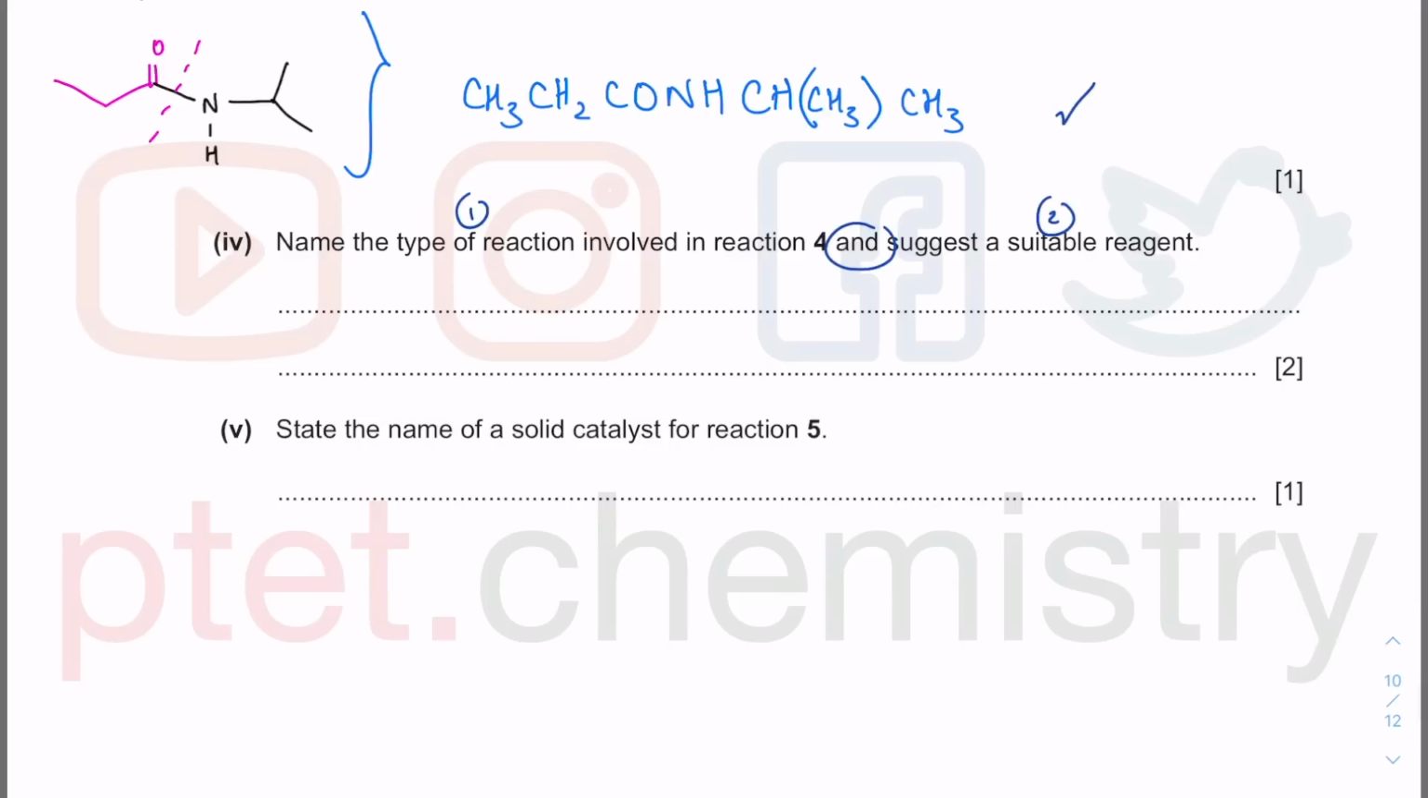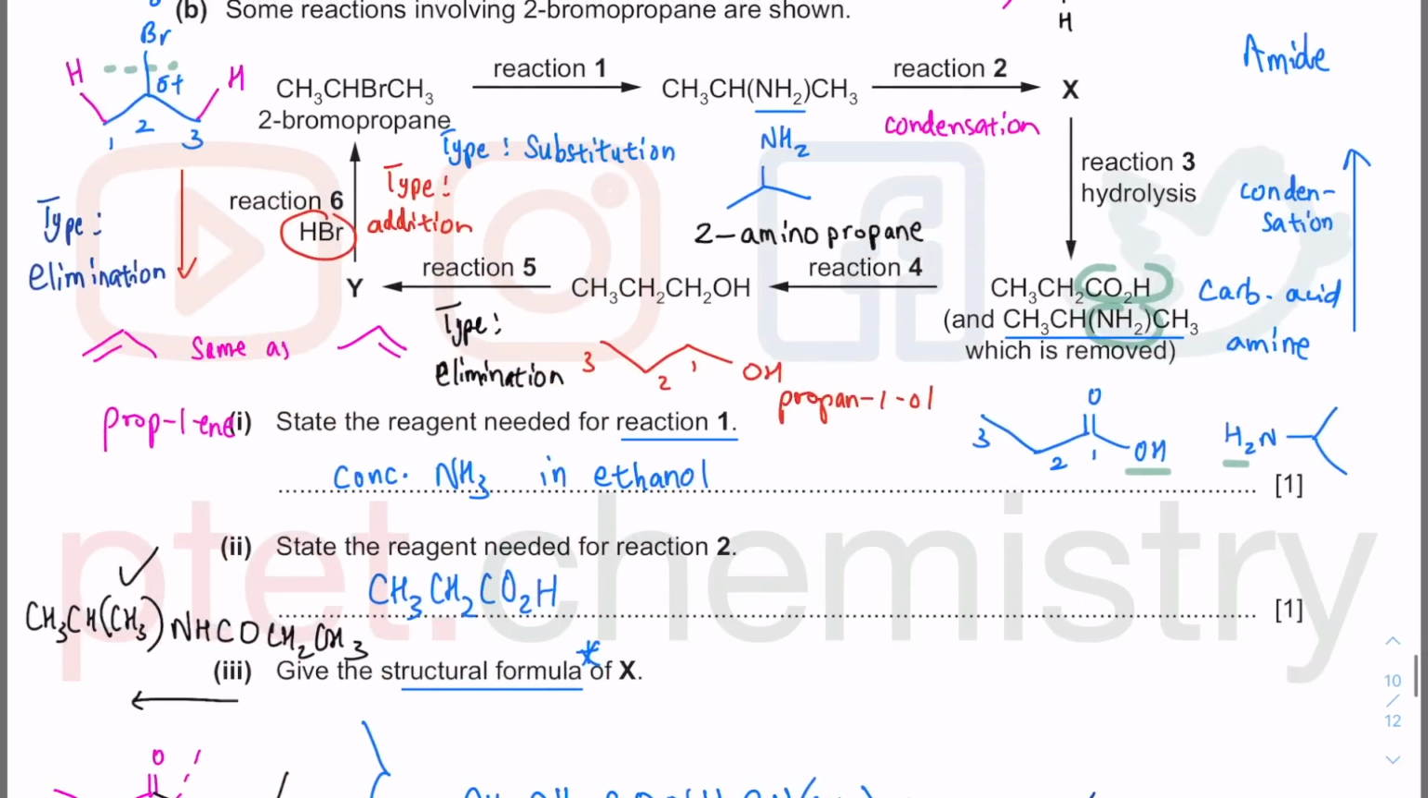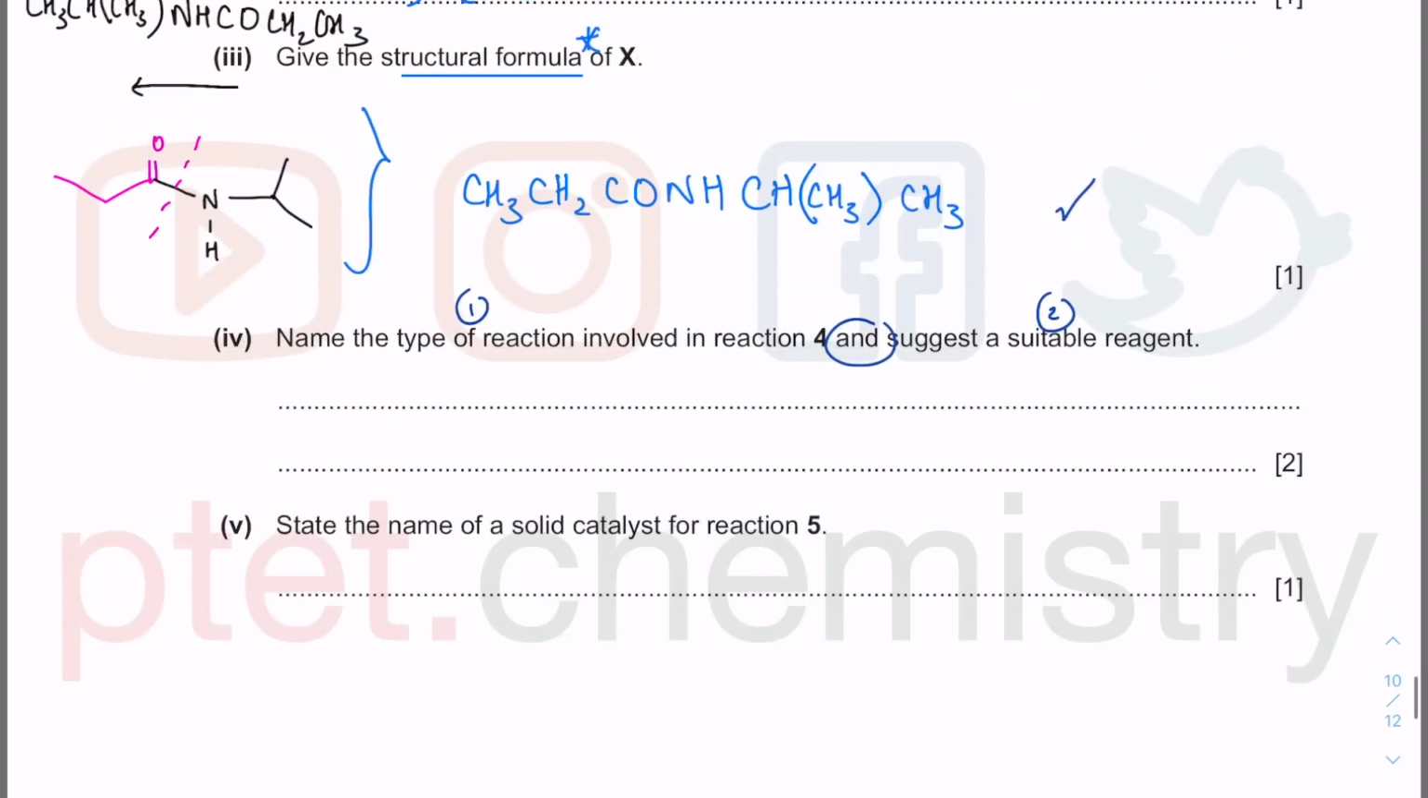There are two questions being asked here. Reaction 4 was converting the carboxylic acid into alcohol. To reduce the carboxylic acid into alcohol, you need a very strong reducing agent. Sodium borohydride will not be strong enough to reduce carboxylic acid. You definitely need a much stronger reducing agent, and to do that you need LiAlH4, lithium aluminum hydride.